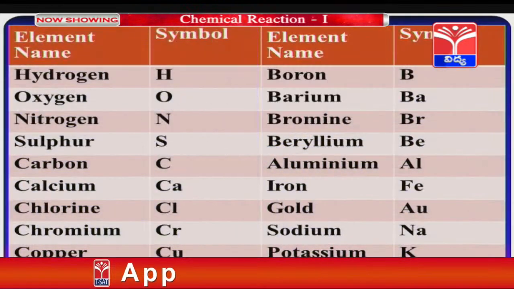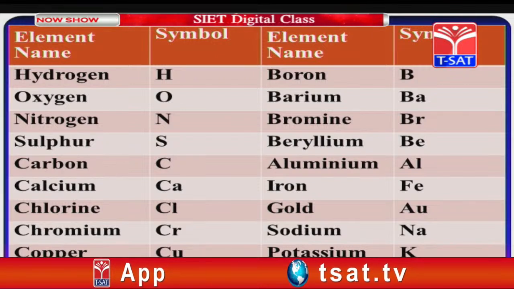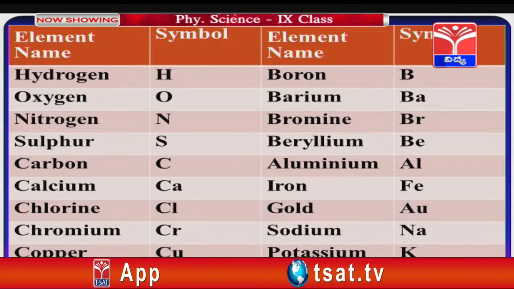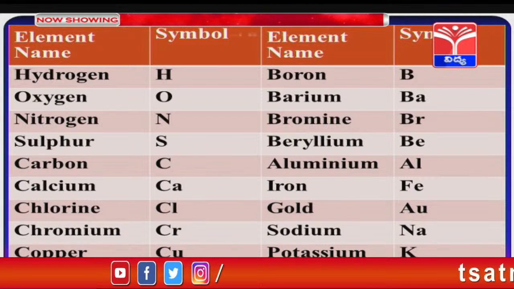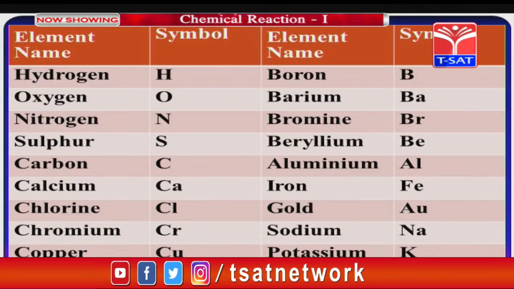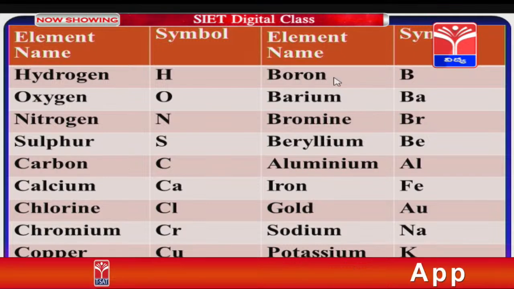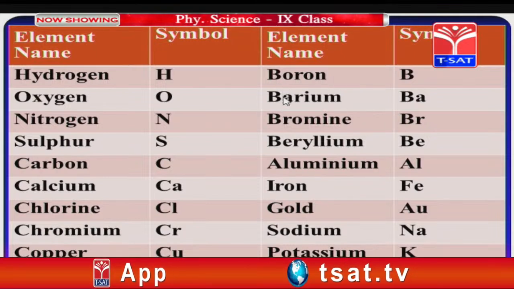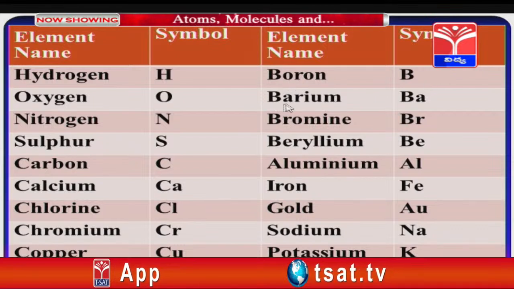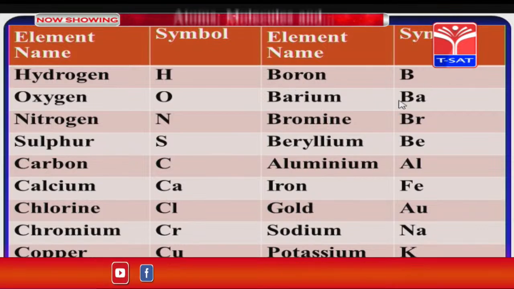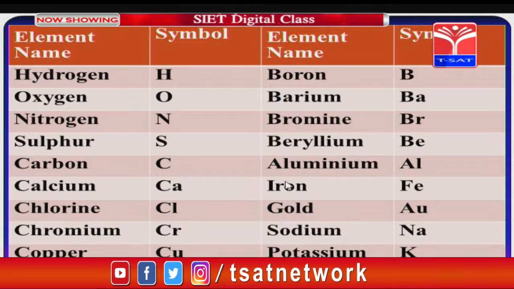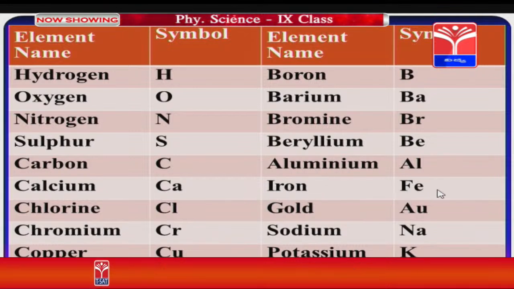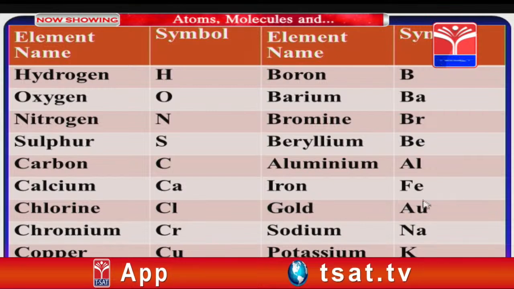So, these are the symbols of some elements given. The symbol of hydrogen is H, symbol of oxygen is O, symbol of nitrogen is N, symbol of sulfur is S, symbol of carbon is C. And children, if you consider boron and barium, both start with B. So, the symbol of boron is B and the symbol of barium, if you see, we have taken the first letter and second letter. So, the symbol of barium is capital B and small a. And if you look at iron, the symbol of iron here is Fe and the symbol of gold is Au and the symbol of sodium is Na.